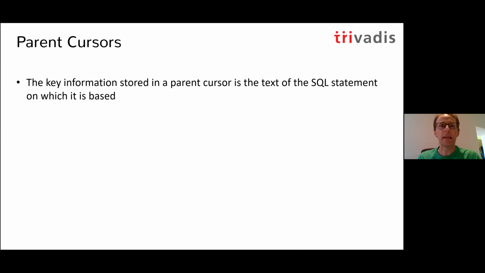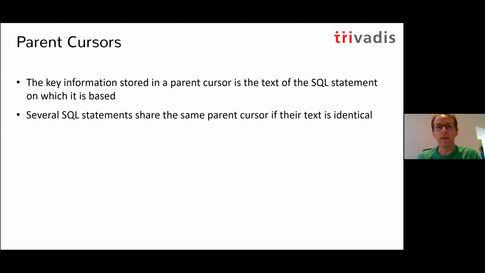So the parent cursor, I would say the key information stored in it is the SQL statement on which it is based. Of course, it contains other stuff, but as a mental picture, you can think of the parent cursor as the statement associated to the cursor. So at the end, the text that is parsed by the engine to be able to execute the statement. Okay.